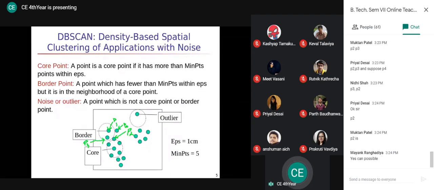So to become a border point, you need to consider two criteria. One, it must not be a core point, right? Any point which we call a border point must not be a core point. So if it is a core point, there is no need to label it as a border point. But if it is not a core point, and if you check its neighborhood and find any point which is a core point, then the selected point is a border point. And the third criteria, if it is not a core point and in the neighborhood we cannot find any core point, then we can say that particular point is noise or an outlier point.